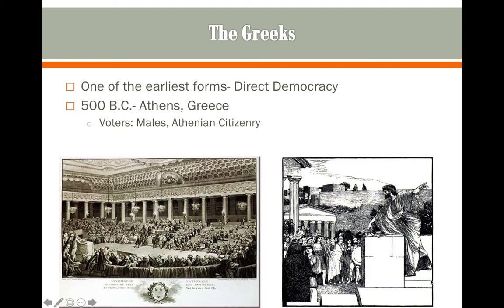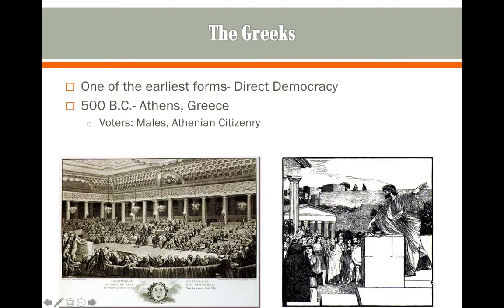The Greeks, they were one of the earliest forms of direct democracy in 500 BC, Athens, Greece. The voters were Athenian male citizens; slaves, females, and immigrants did not have the power to vote because the Greek style of voting was based on who was the physically strongest. They had an idea of valuing physical strength, and so the democracy power, the voting power, was held by males, not females, in this Greek style of democracy.